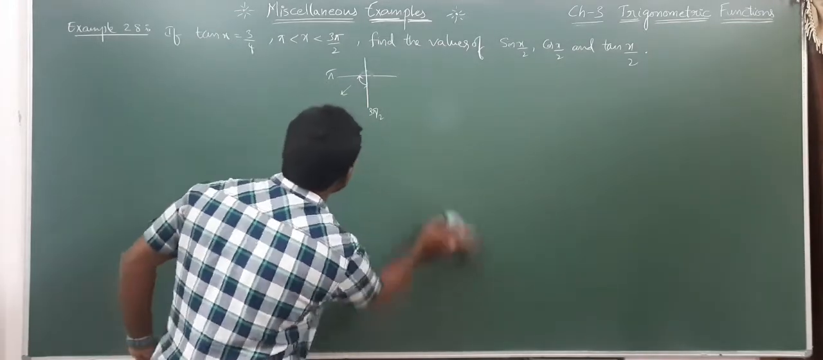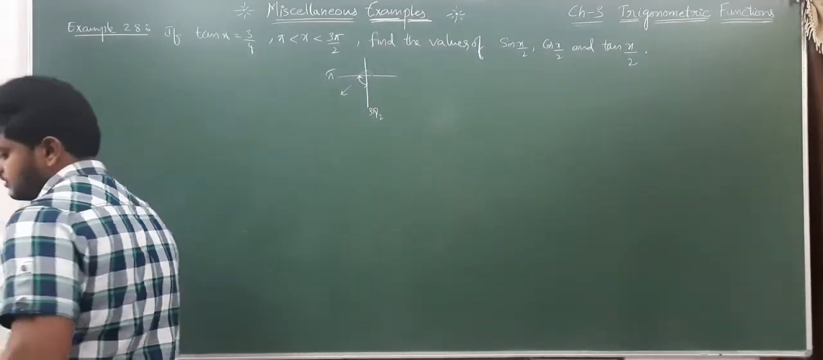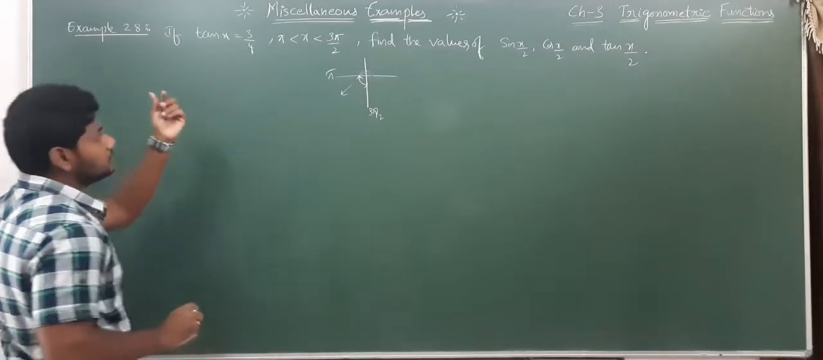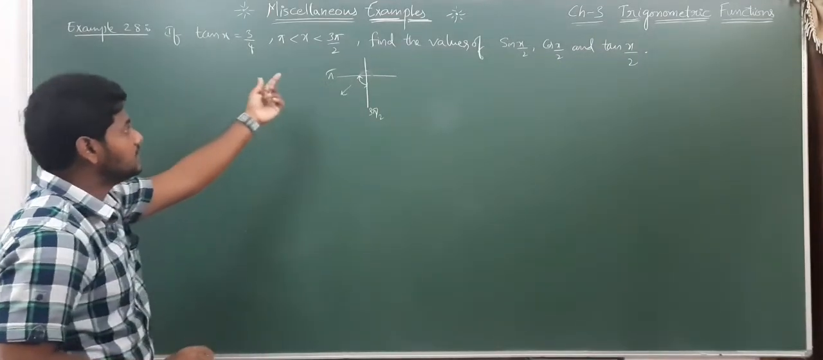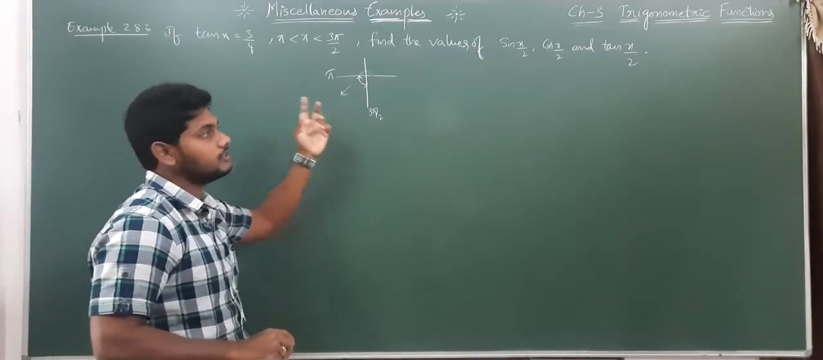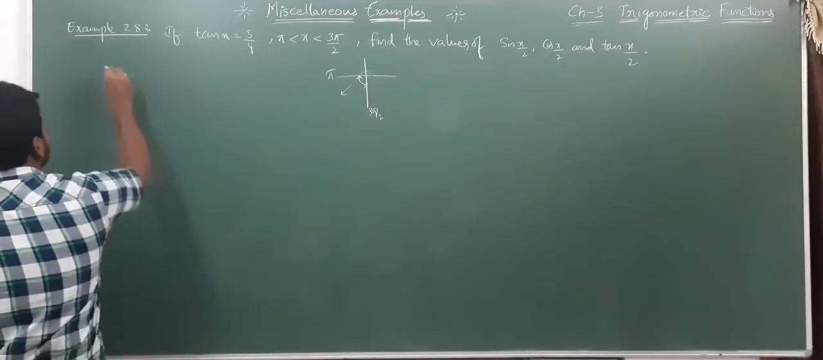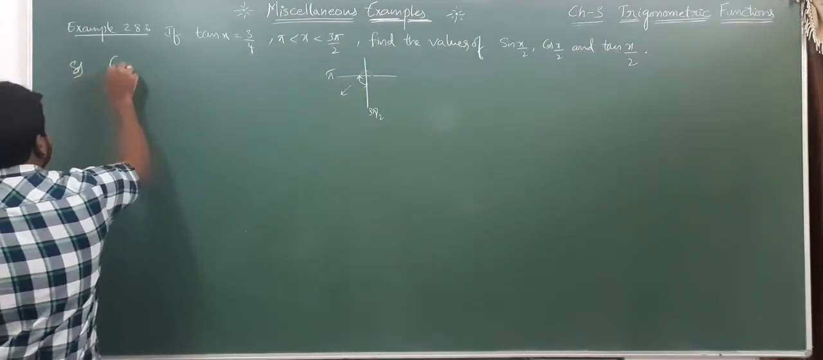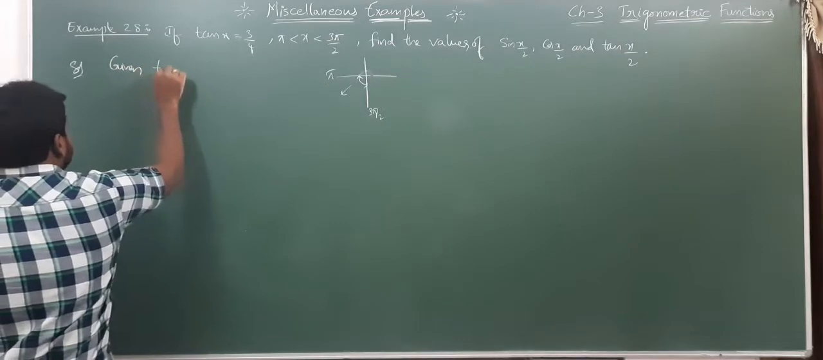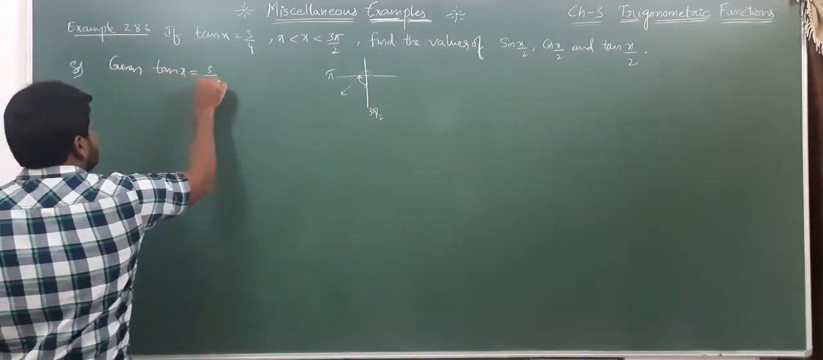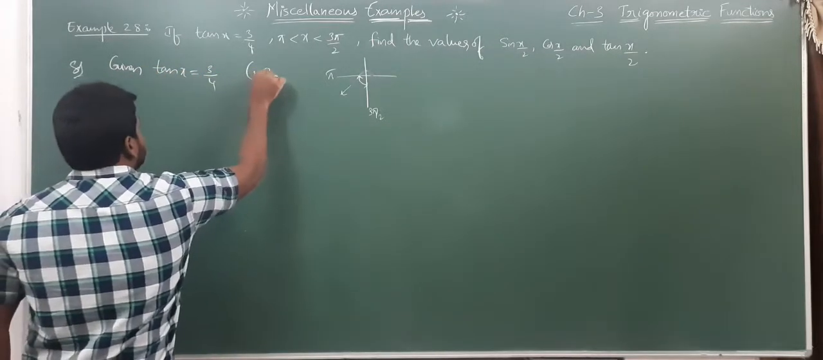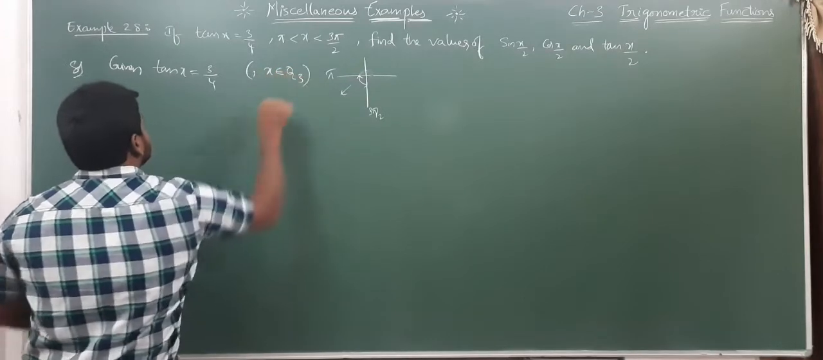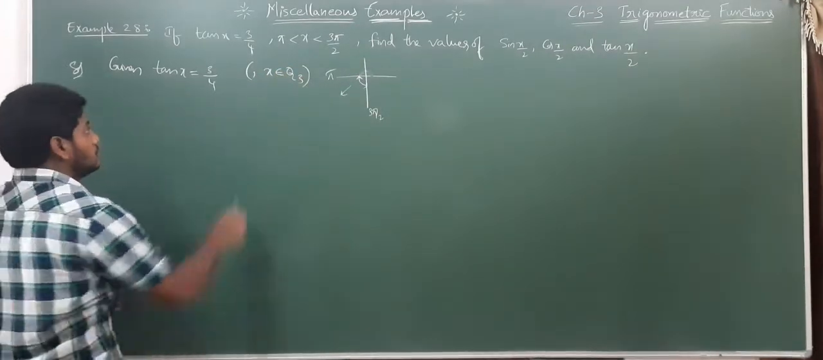Now come to the problem. What they have given is tan x. Tan x equal to 3 by 4, and the condition they have given is that x is in the third quadrant. We need to find the remaining all. See how to find it first of all. Given tan x equal to 3 by 4, where x belongs to Q3.